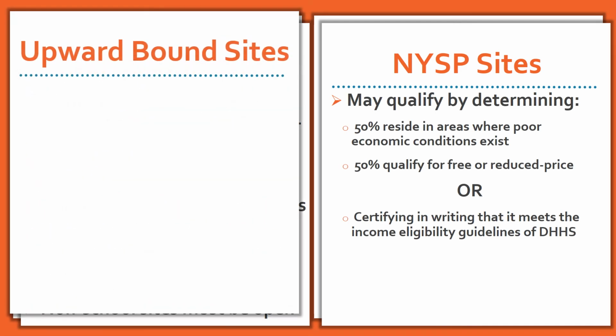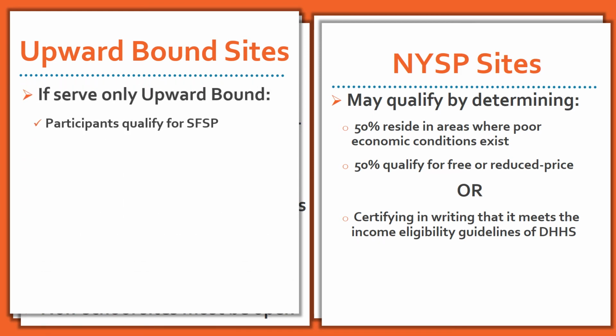Upward Bound requires that 2/3 of the participants in a program must be both low-income and potential first-generation college students. Therefore, closed enrolled sites that serve only Upward Bound participants automatically qualify for SFSP participation.